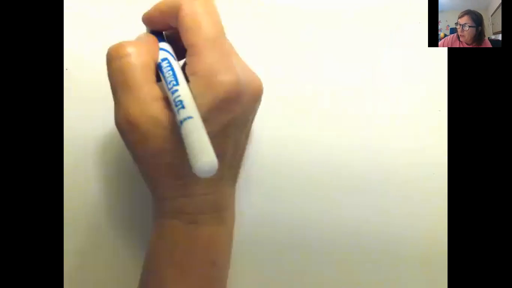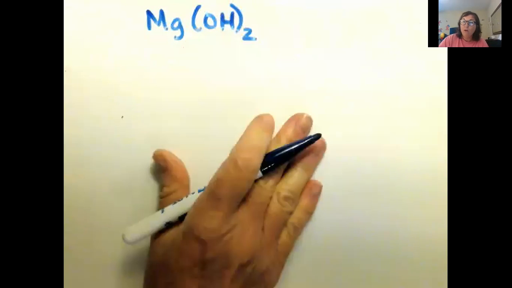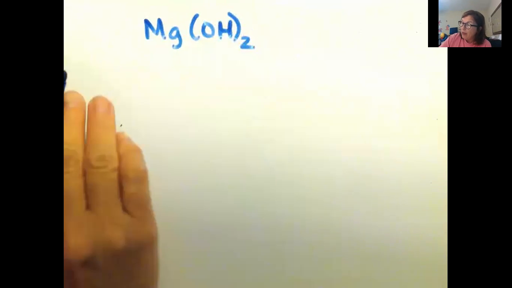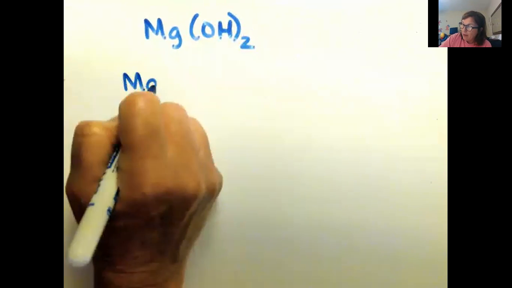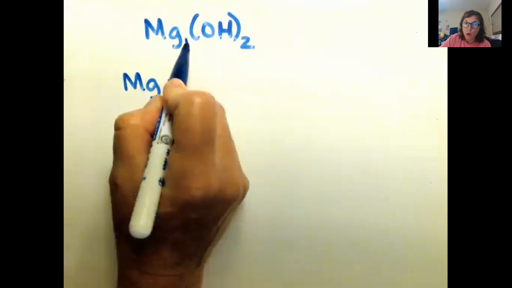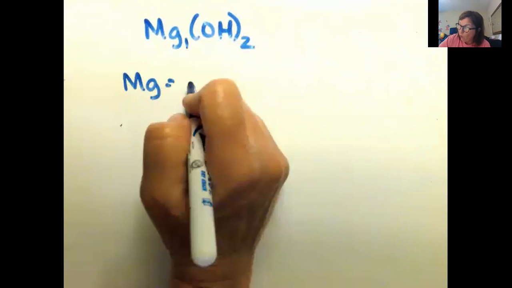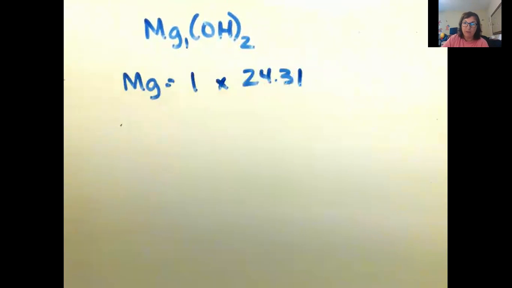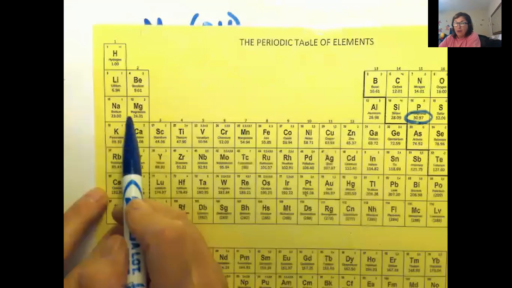It's fun. Okay, so, let's do a fun one now. Let's look at magnesium hydroxide. This is why formula writing is so important, okay? So, I have magnesium. How many magnesiums do I have? Only 1. So I have 1 times 24.31. I looked at my periodic table and got that mass. It's right there, okay?